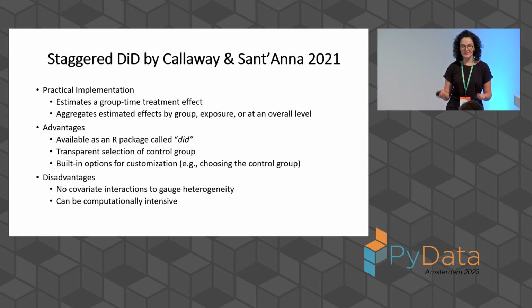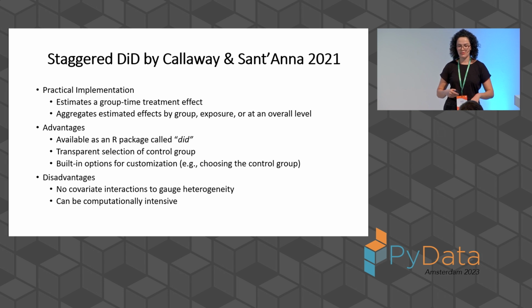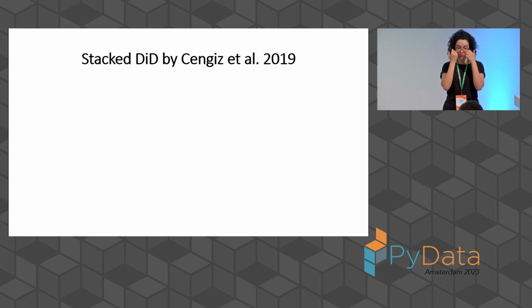The disadvantage is that, for example, in my example, if you want to learn how the effect of sync changes by song age, like do older songs benefit more from the syncs, maybe because they evoke nostalgia, you can't do that with this method for now. There's no way to measure heterogeneity in the treatment effect along some covariates. You can do it at the group level, or cohort, and it can also be computationally intensive. So that's the downside. But it's a pretty good place to start.